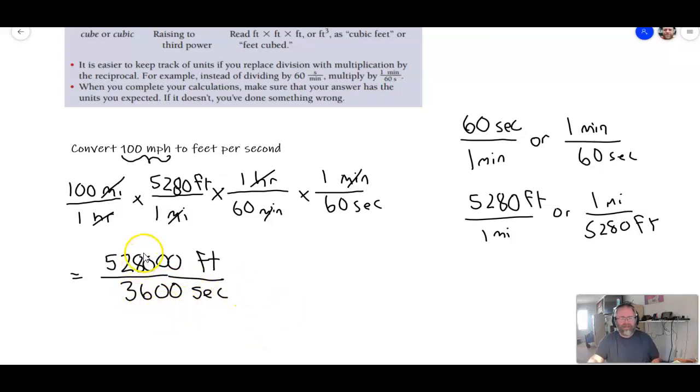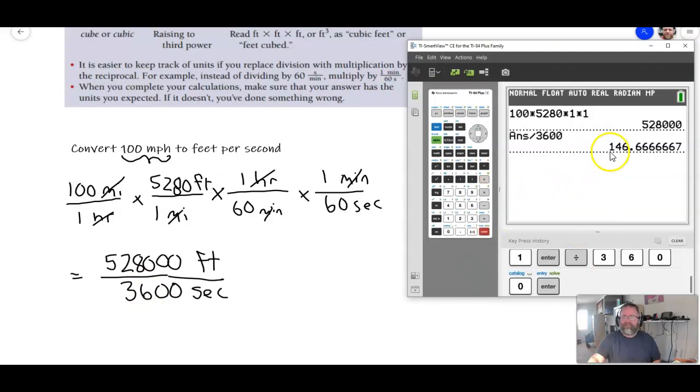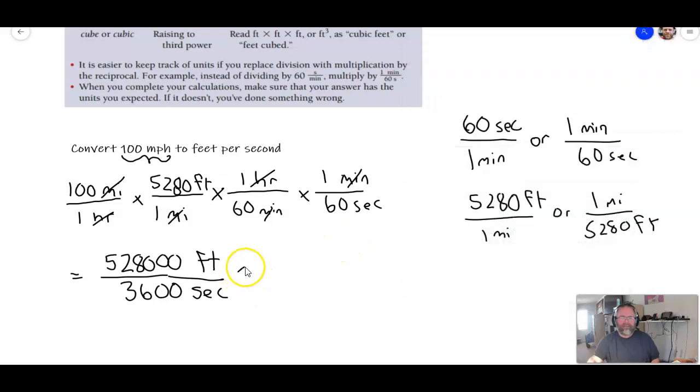So in order to do that, I can just take the top and divide it by the bottom. So I take that 528,000 divided by 3,600, and that's going to give me around 146.7. So this is approximately 146.7 feet, and that's per 1 second. And that's it for that one.